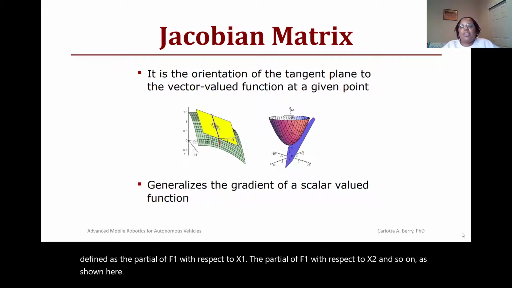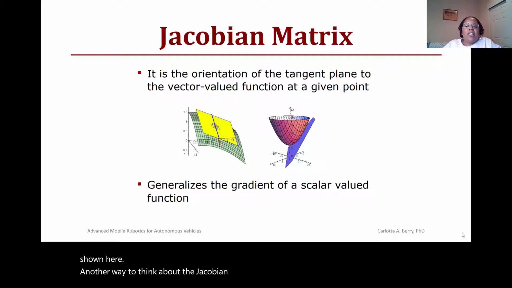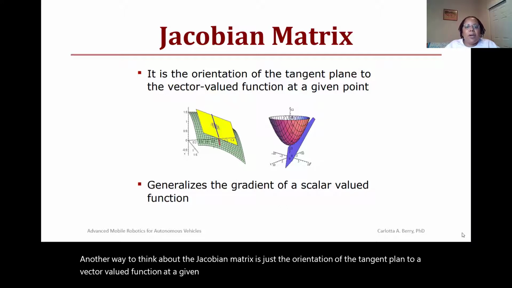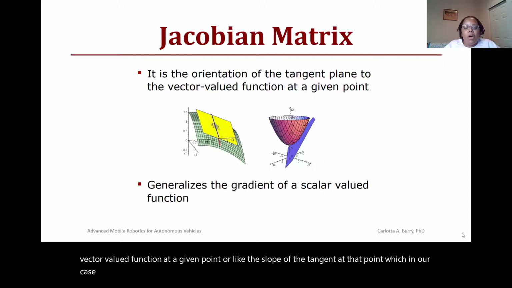Another way to think about the Jacobian matrix is it's the orientation of the tangent plane to a vector valued function at a given point, or like the slope of the tangent at that point, which in our case is going to be mu, or you can generalize the gradient of a scalar valued function in 3D as shown here on the right.